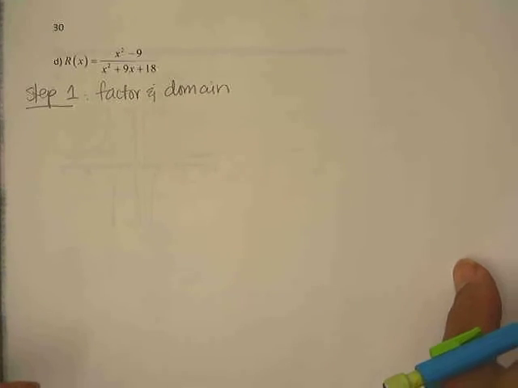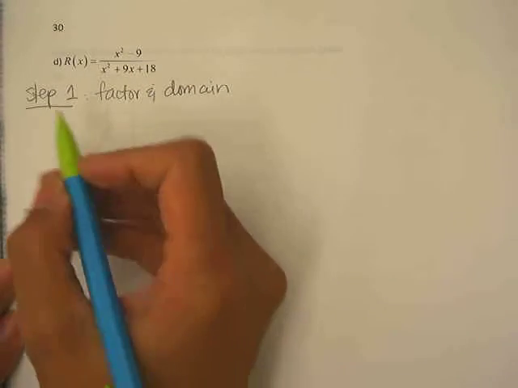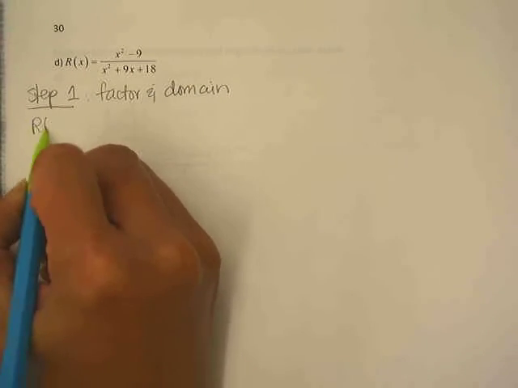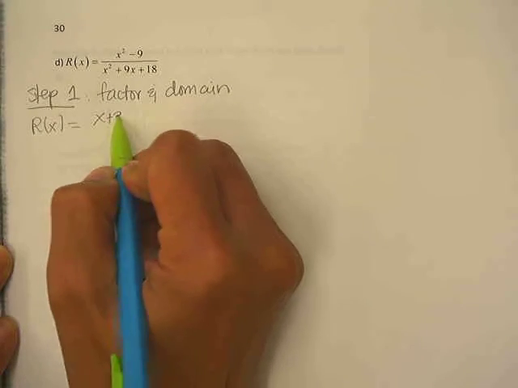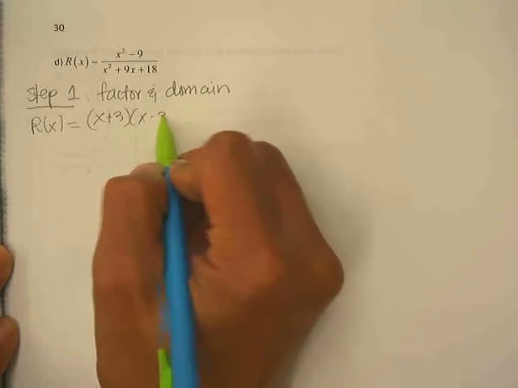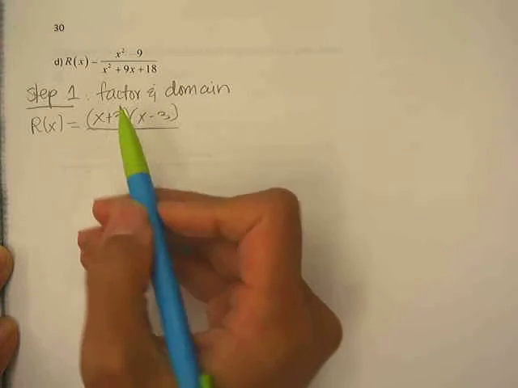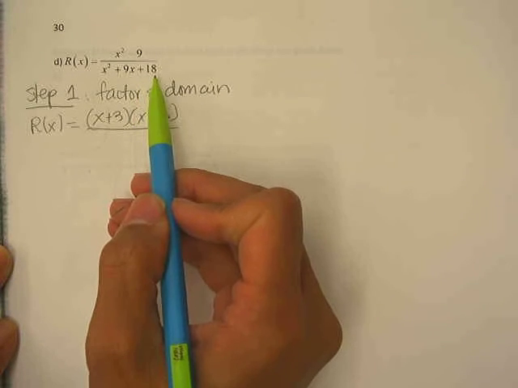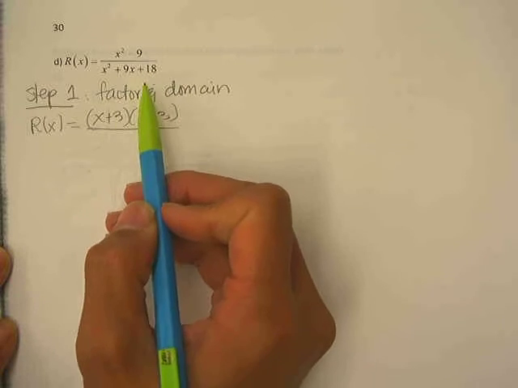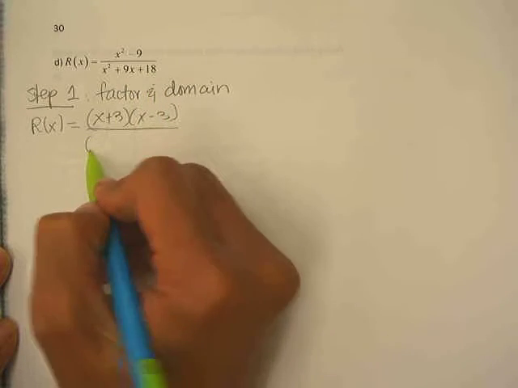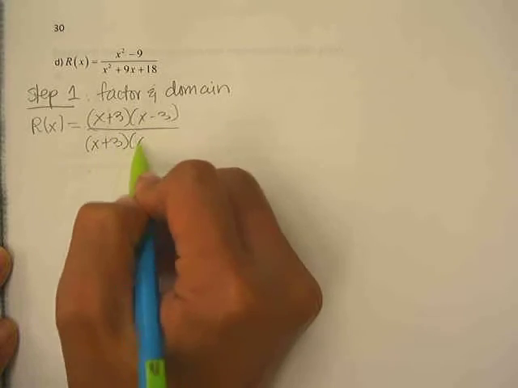Okay. So when I factor the numerator, r of x equals the difference of 2 squares, so this is x plus 3 times x minus 3. On the bottom, the two numbers that are factors of 18 that add to give me 9 are 3 and 6, okay? So x plus 3 times x plus 6.